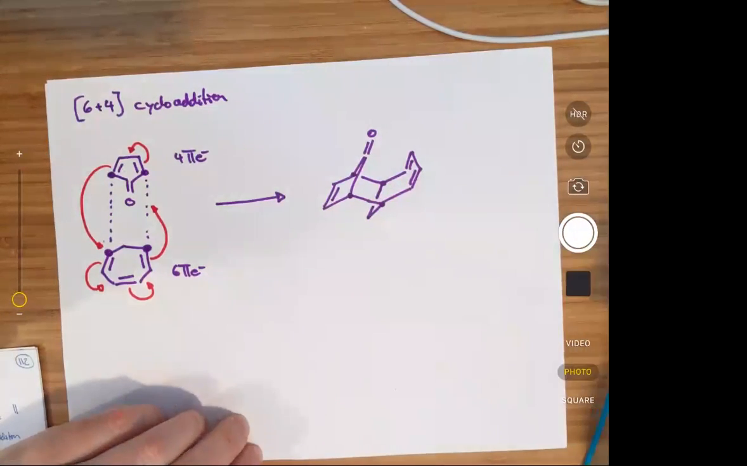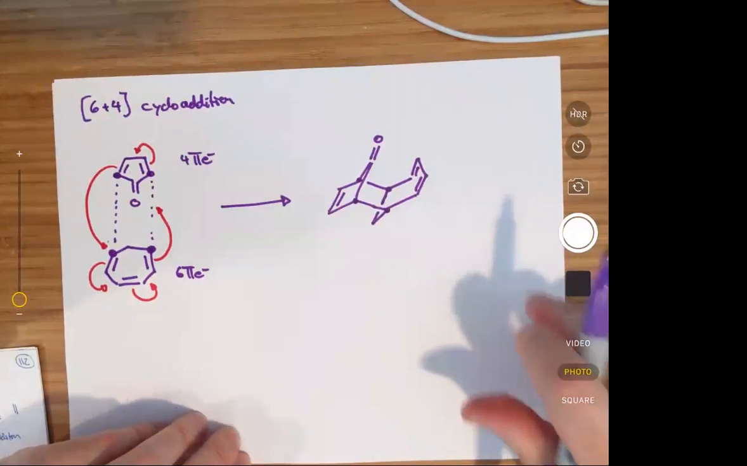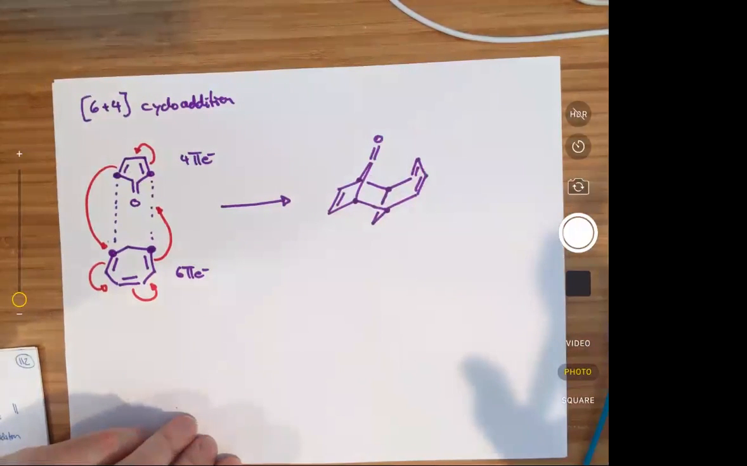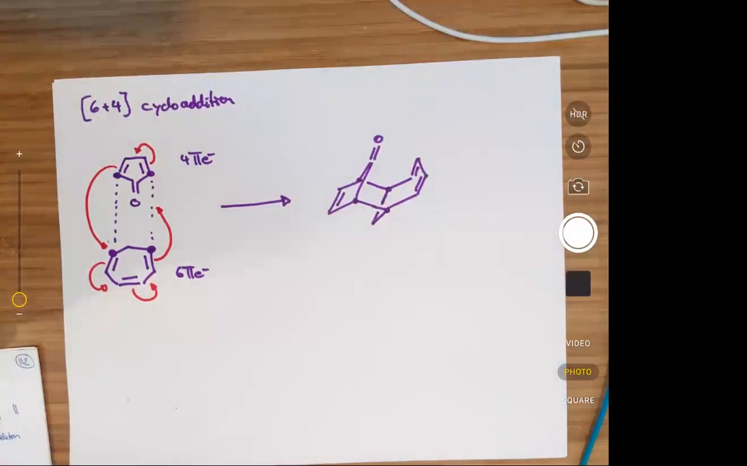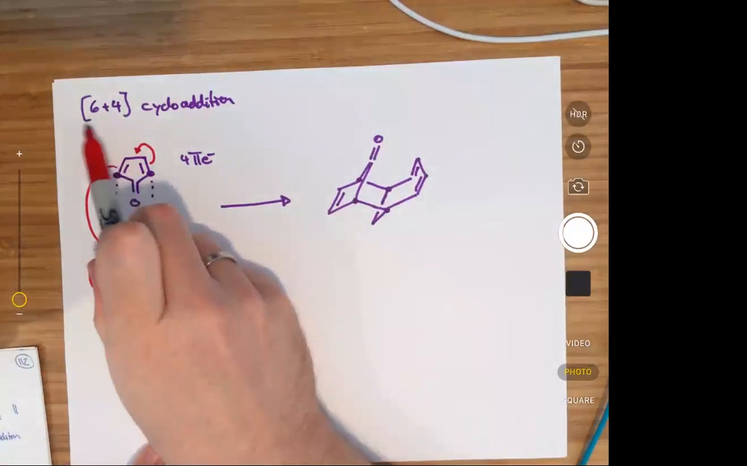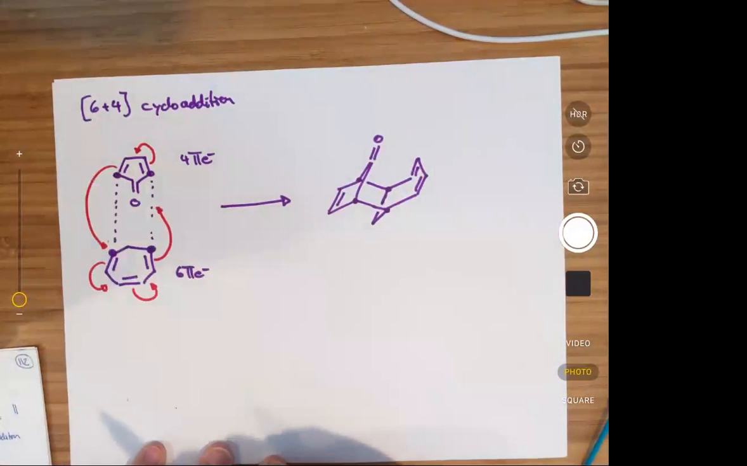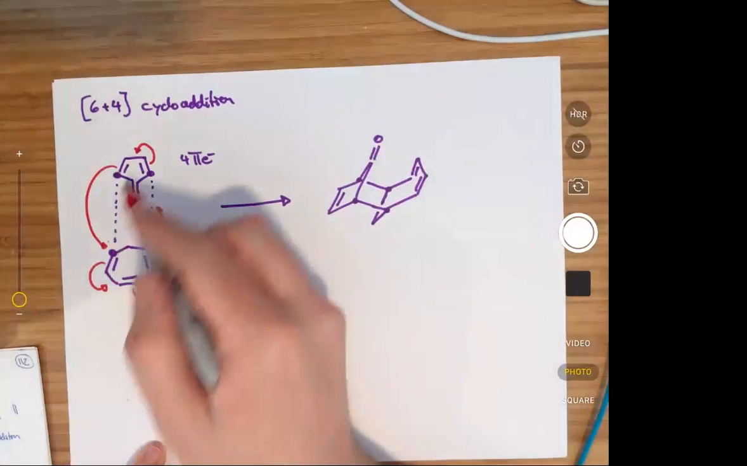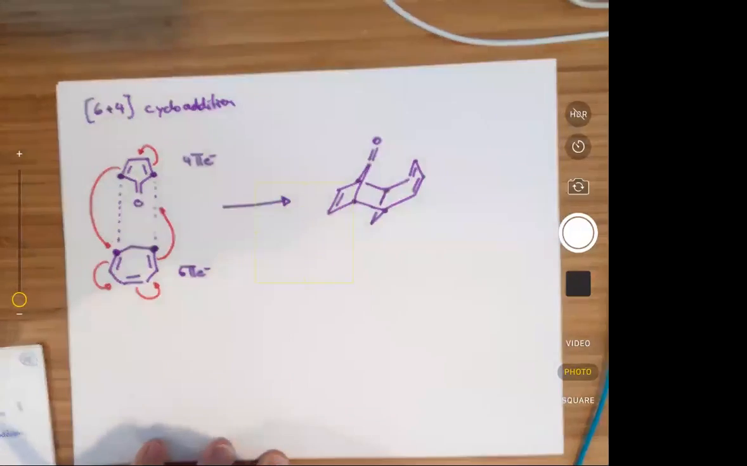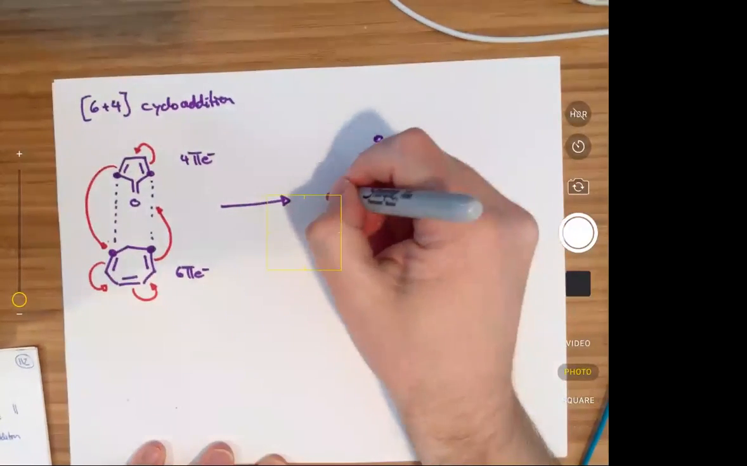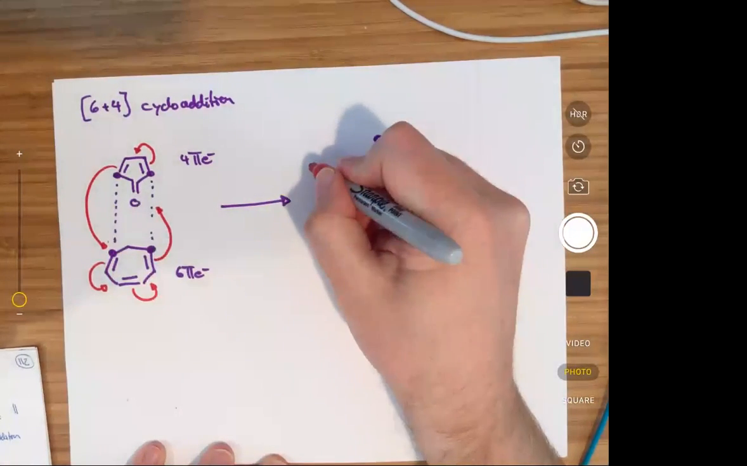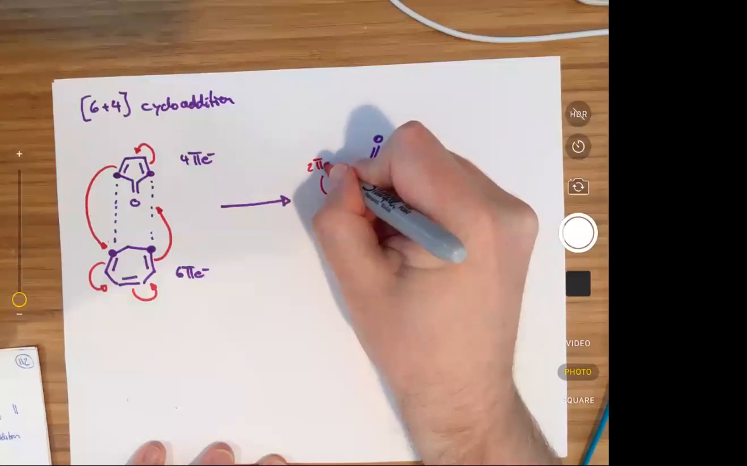So this would be an example of a classical 6+4 cycloaddition. And even in these systems, if you were to come in and count the total number of electrons that are in the product, it actually matches perfectly what we see here in the 6+4. So here you have 4 electrons, here you have 6 electrons. If you were to count them here in the product, you have here 2 pi electrons.